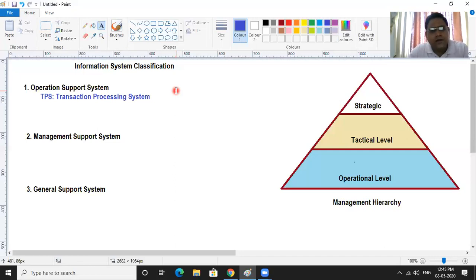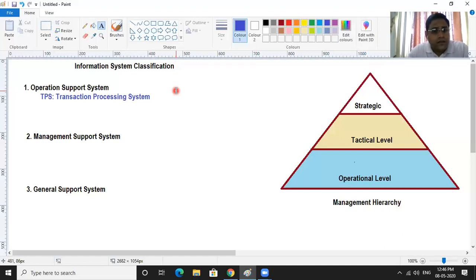For example, whenever employees come to the organization, industry or university, they give their thumb impression for attendance. At the same time, it records that this faculty with this ID entered the university at this time. On the basis of that, the higher management makes decisions, for example if they want to give a reward to someone who always comes on time.